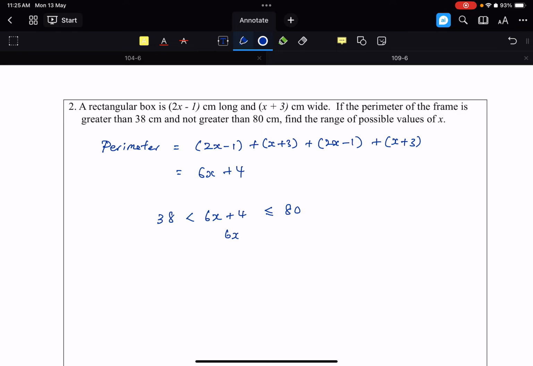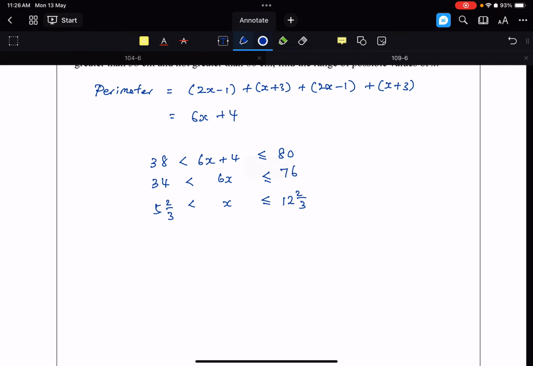So we work this out. 6x, so you minus 4, 34, 76. So x is going to be in between 5 and 2/3, as well as 12 and 2/3. And that is already the possible range of x. Okay, so that's how we can work it out.